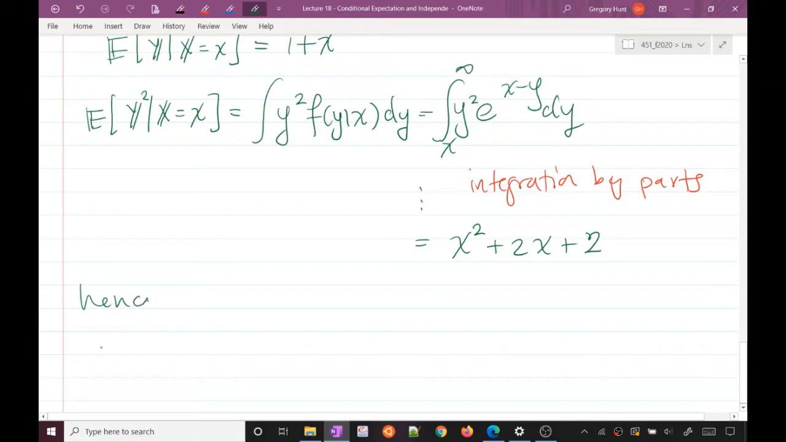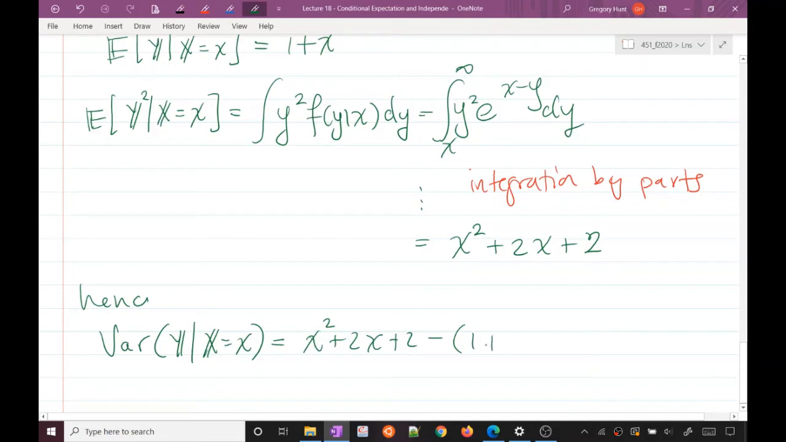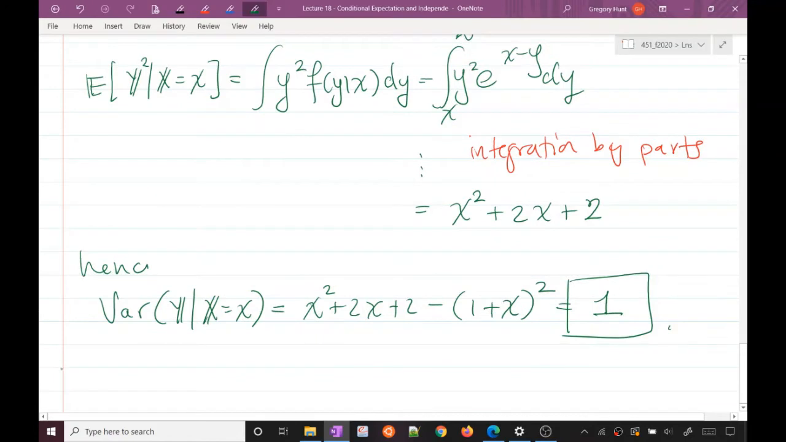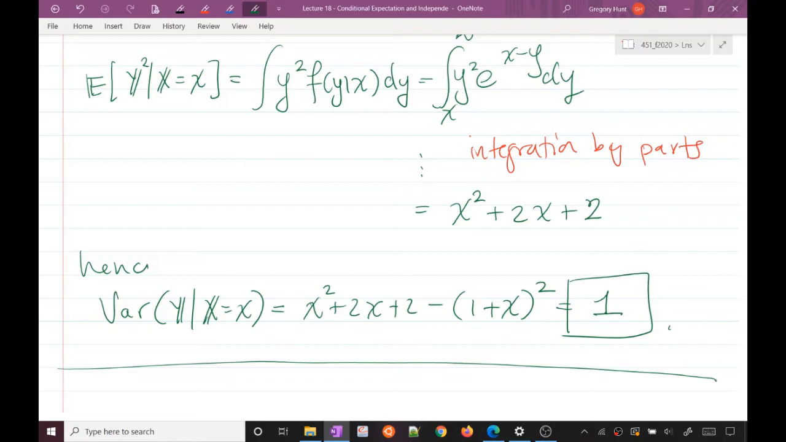Hence, the conditional variance of y given x is, well, it's this second moment, x squared plus 2x plus 2 minus the conditional mean squared. Turns out it's just 1. So this is a really cute case because the conditional variance of y given x actually does not depend on x. The mean does. The mean is 1 plus x squared, but the variance actually doesn't.